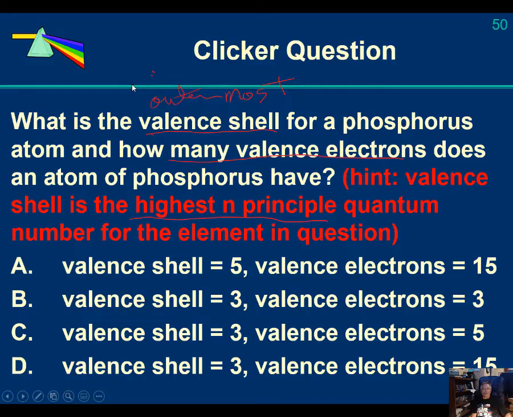And so the answer to our question is C, because we know that the highest principal quantum value for phosphorus is n equals 3. So that's the valence shell, and the number of valence electrons we found just by looking at the group number. And on your periodic table, it'll say 5A or 15. Don't worry about the 15, just worry about the 5A. There are 2 in the s and 3 in the p for a total of 5.